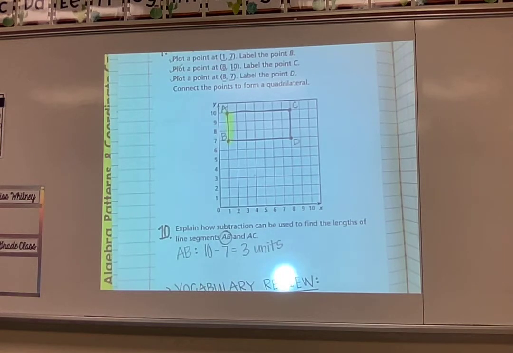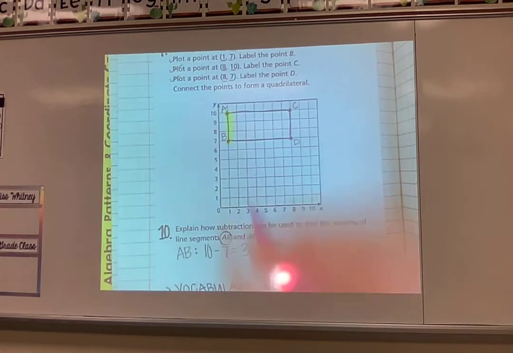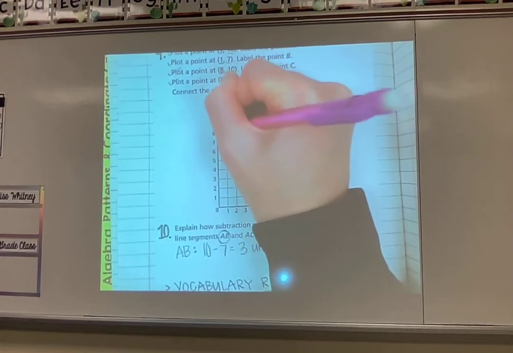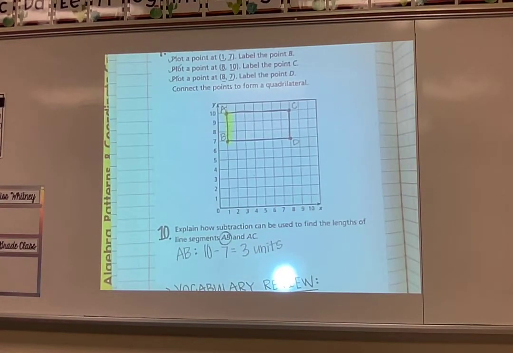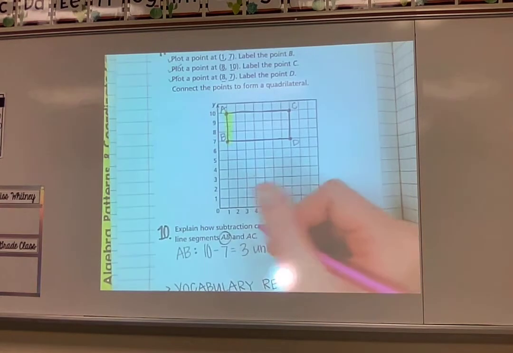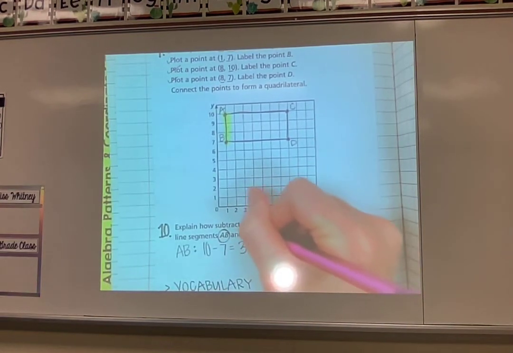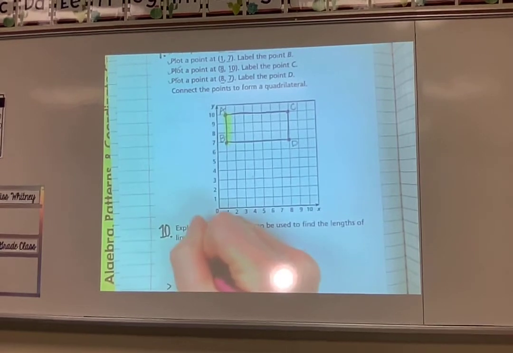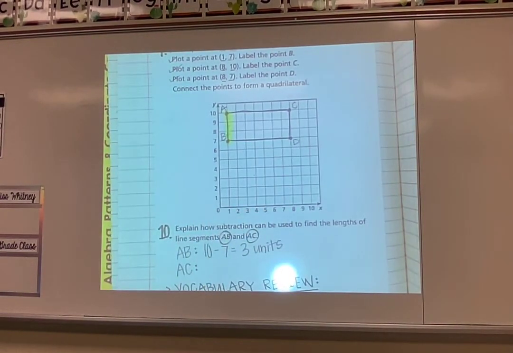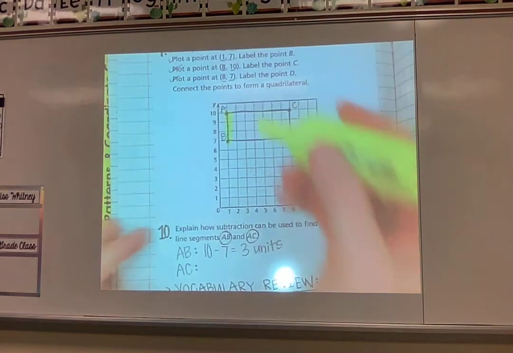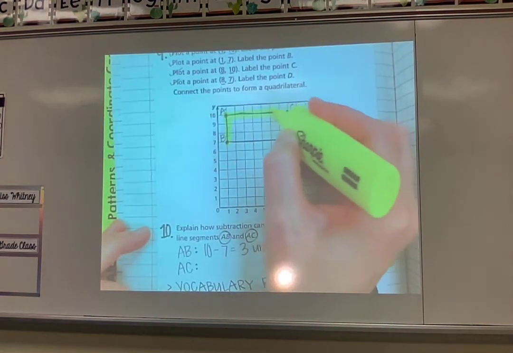I could double check my answer by counting the boxes between A and B. There's 1 box, 2 boxes, 3 boxes. So that is correct. It is 3 units long. They would like for us to do the same thing with AC. I'm going to write AC here so that I can show my work. It's always good to show your work so I know which one it is. And then I'm going to find points A and C and the line that connects them, which would be right here.